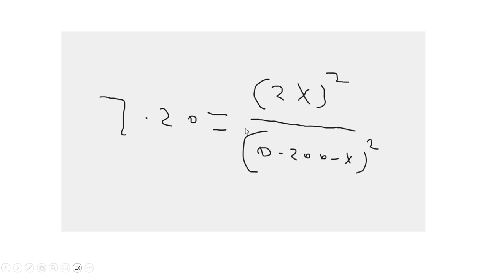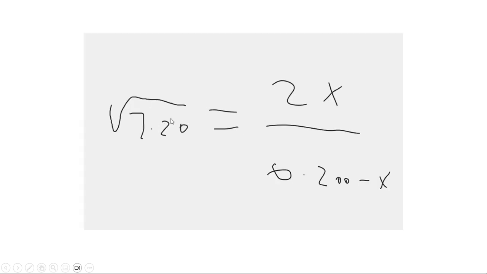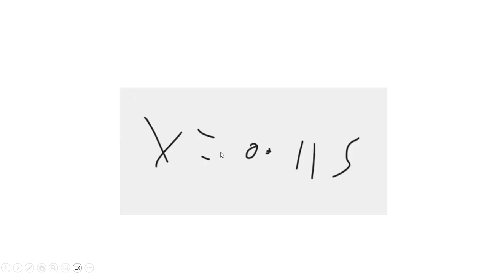So now what you can do is just square root both sides here. You get the square root of 7.20 equals 2X over 0.200 minus X, yeah? And I'll just times this up and then sort everything out, rearrange everything here. Just find X, that's easy GCSE type maths, yeah? And that's the end of it, man. Easy. Easy question, yeah? Don't let this get you.